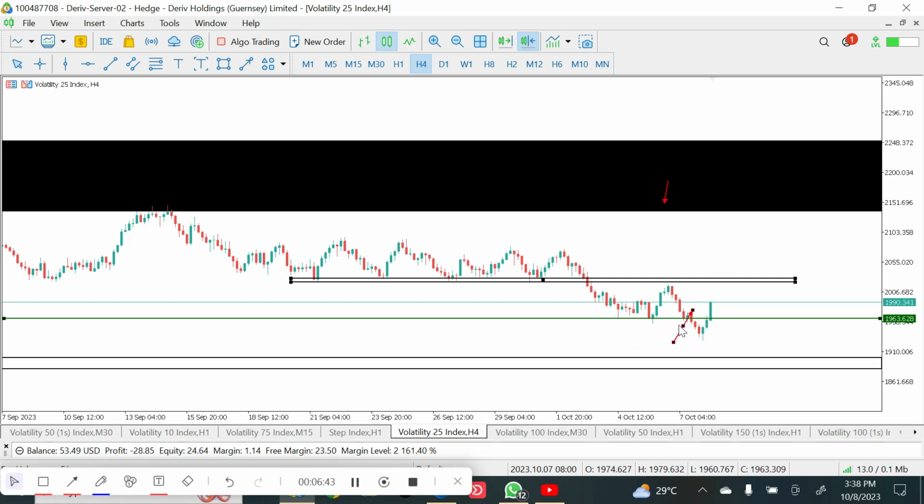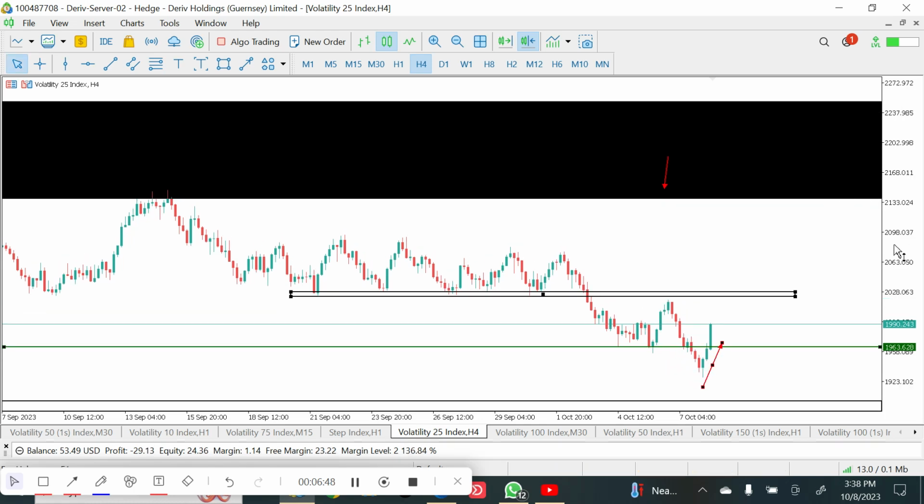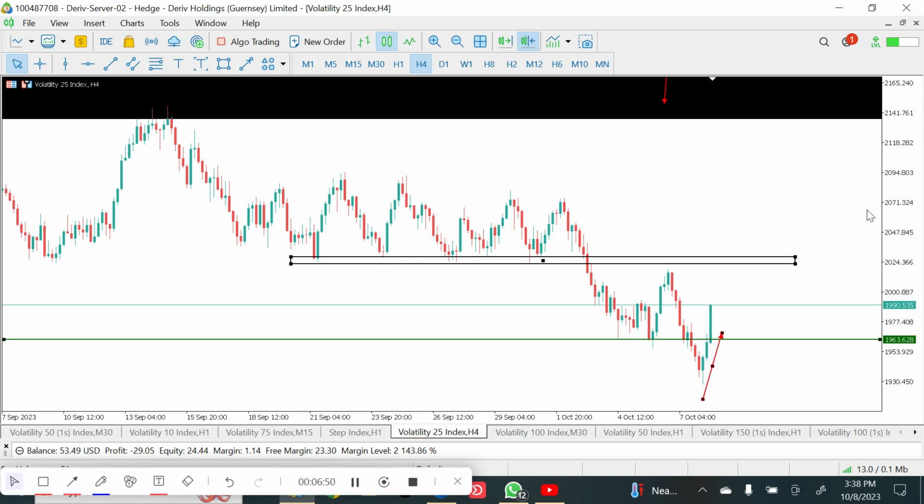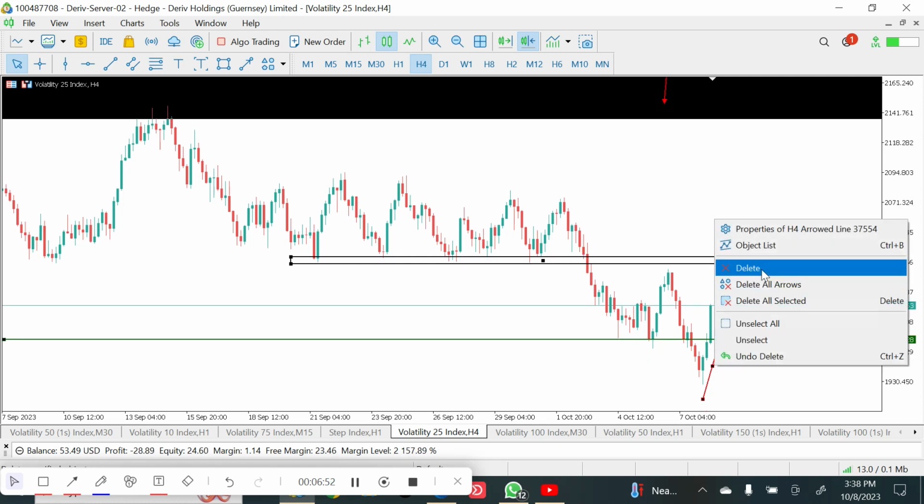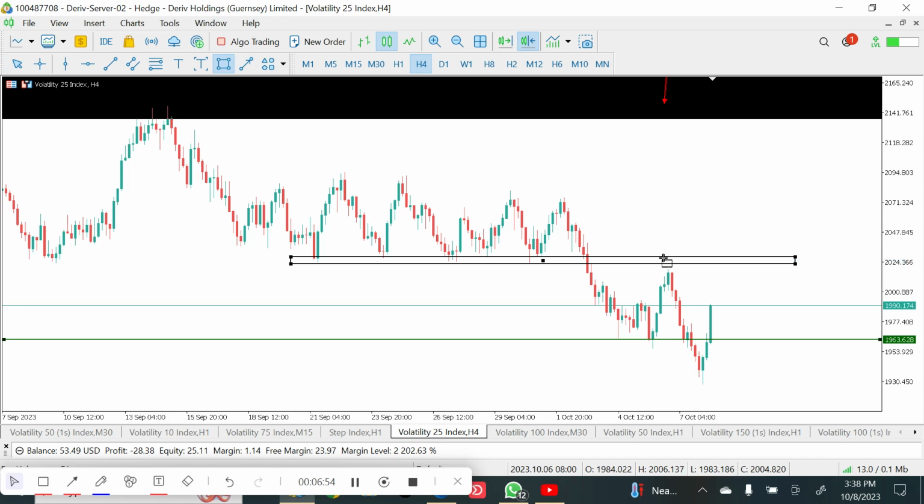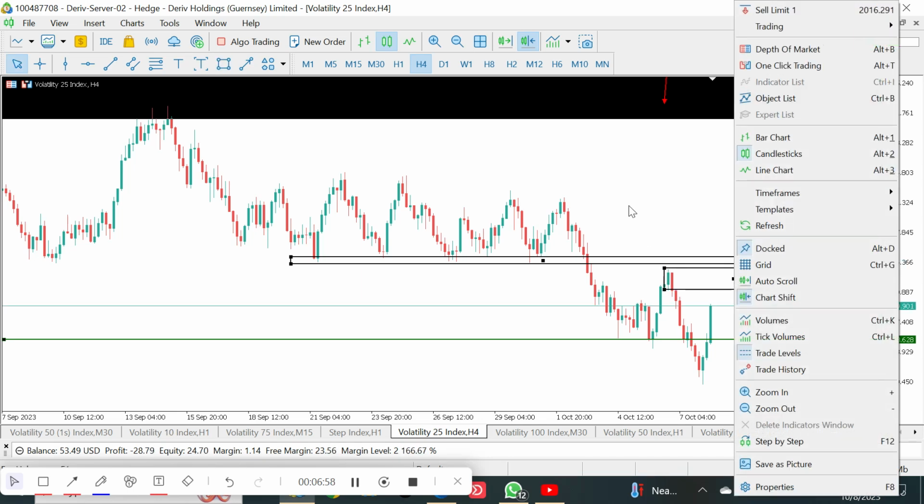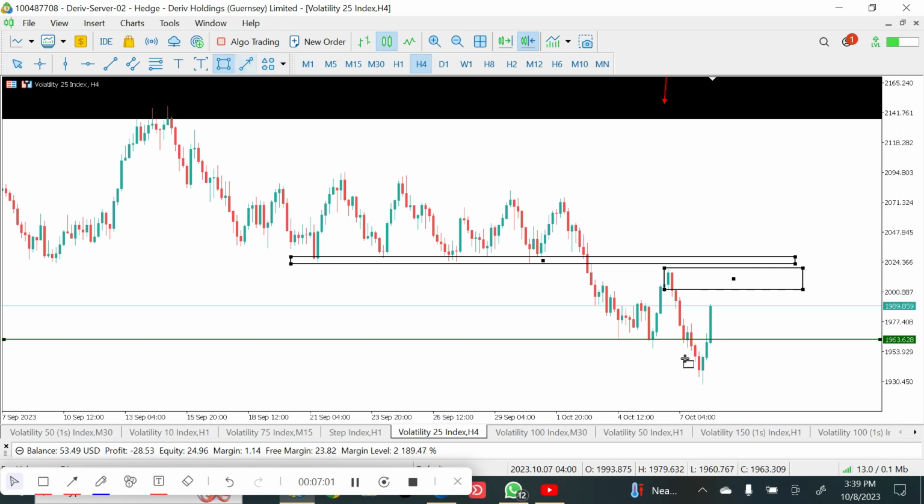I lost on this trade. My stop loss was right here and I got hit. Then I know that price wants to push up a bit, and if it's pushing up, we are likely to see price push up into this area of supply, responsible for breaking this down.